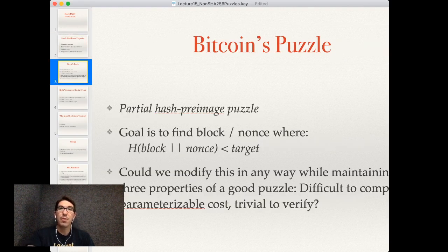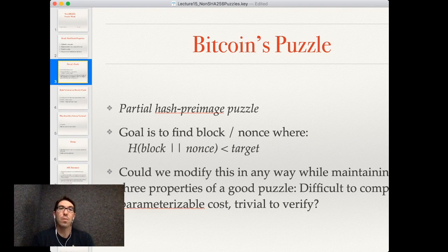So, if you remember, Bitcoin's puzzle is, as I mentioned earlier, a partial hash pre-image puzzle. So the goal is to find a value, if we take some hash function h of the block and some nonce, and make sure that it is less than the target, which is why if you look at Bitcoin block hashes, you'll see they start with lots of zeros. They're trying to create something that's lower than a target so that it'll start with a lot of zeros, as it's very small.